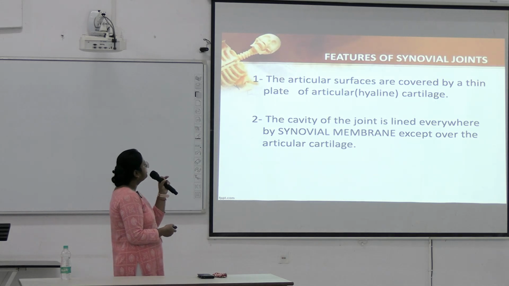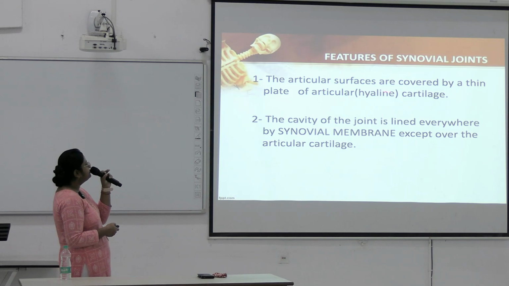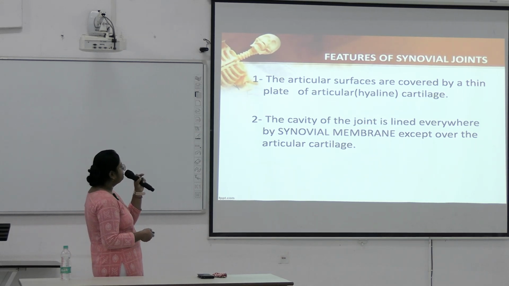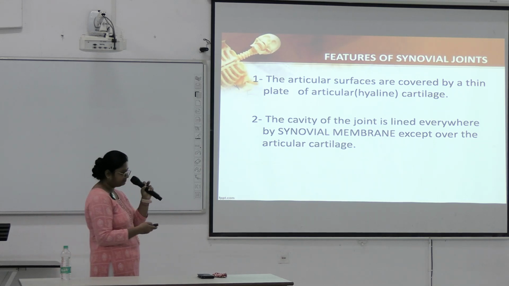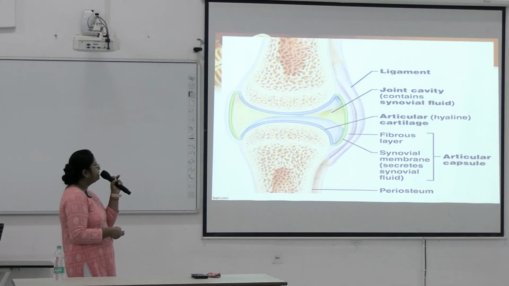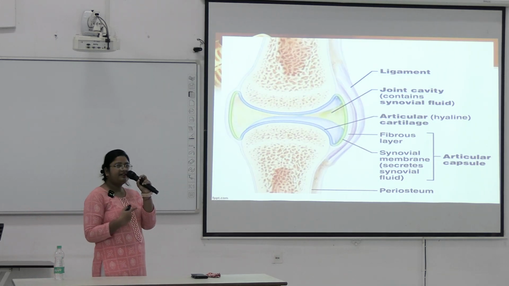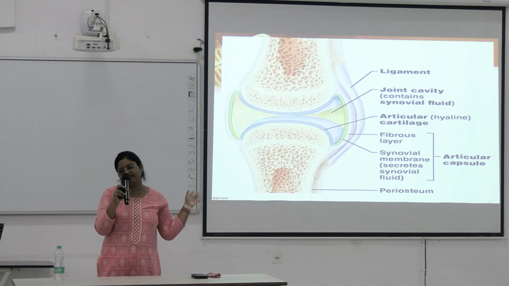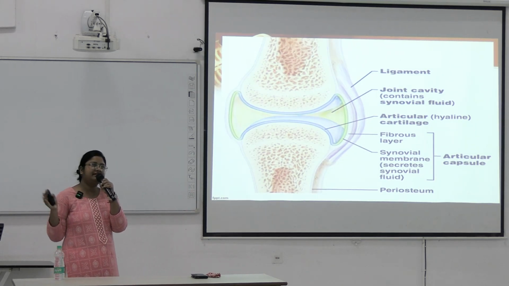Okay. So now we will discuss the features of the synovial joints. The articular surfaces are covered by a thin plate of articular hyaline cartilage, and the cavity of the joint is lined everywhere by the synovial membrane except over the articular cartilage. See here, this is one picture of synovial joint. Okay, you practice a schematic diagram like this because synovial joint can come as a short note or part of a long question. Describe synovial joints like this.